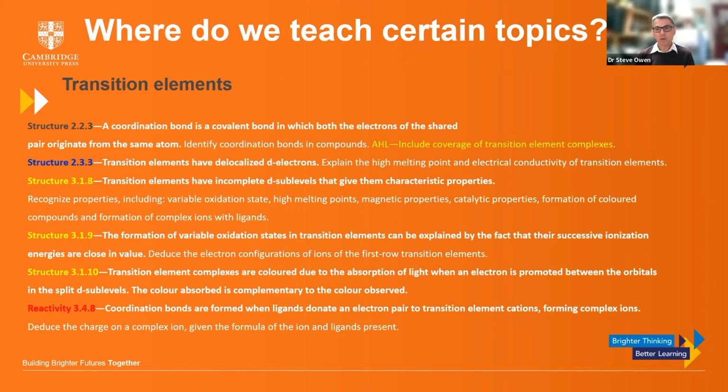So again, for me, I like to teach this right at the very end, bring lots of things together to talk about catalysis, talk about changes in oxidation state, and also I'm a transition metal chemist.